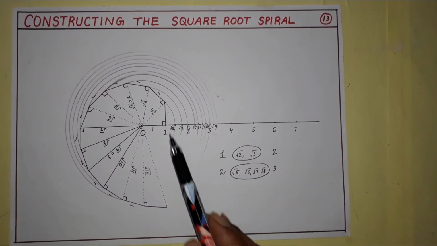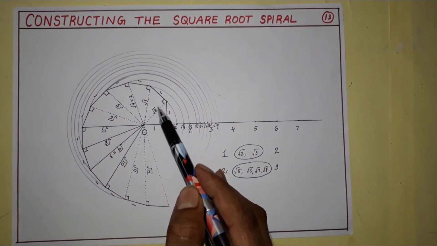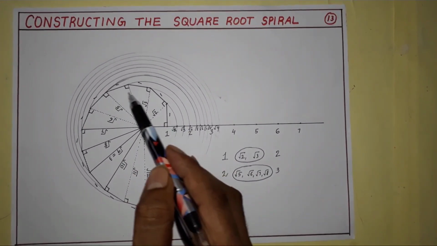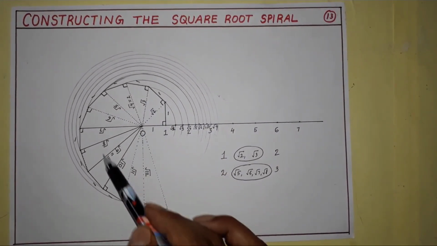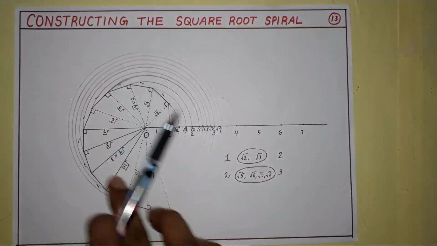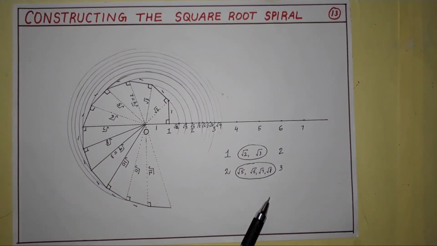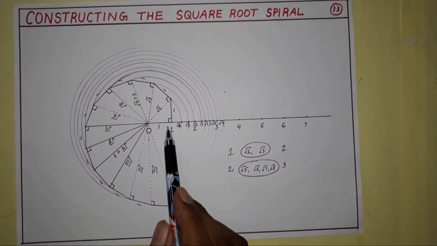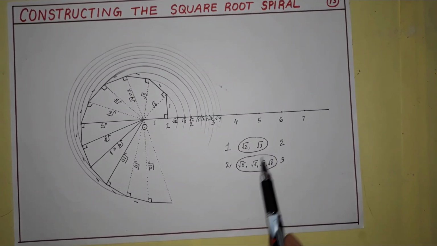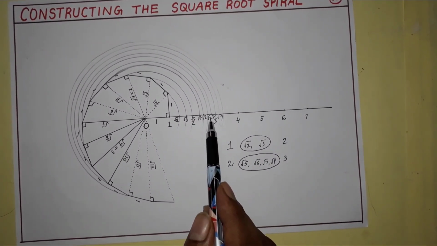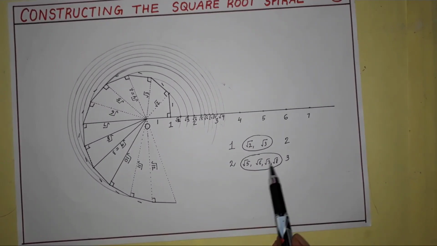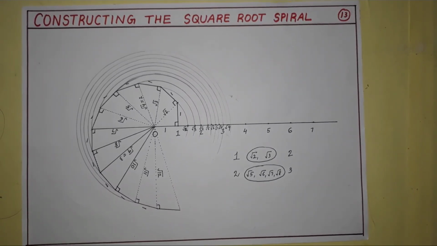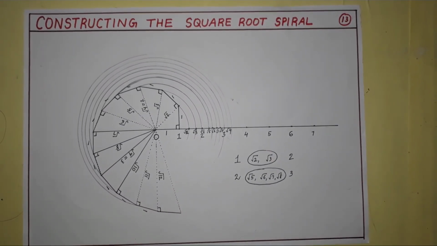So children, if you continue this procedure for root 2, root 3, root 4, root 5 and root 6, you will get a spiral. This is called a square root spiral. In this you observe, children, root 2 and root 3 lie between 1 and 2. And also root 5, root 6, root 7, root 8 all lie between 2 and 3. This is called the square root spiral, children. You can also draw it by using this procedure.